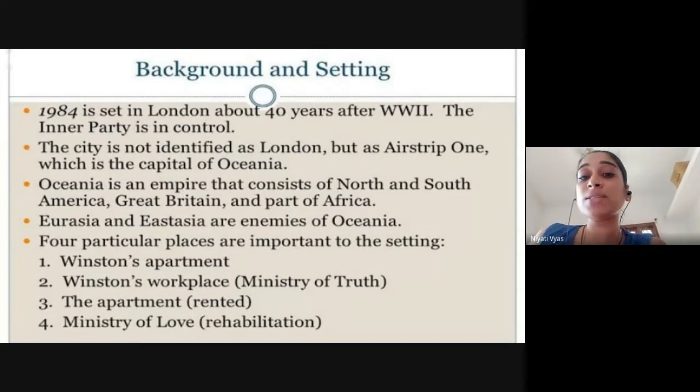Four particular places are important to this setting. First is Winston's apartment, second is Winston's workplace, third is the apartment, and the last one is Ministry of Love. All of the events of the novel take place in a fictionalized version of London at some unspecified time in the future.